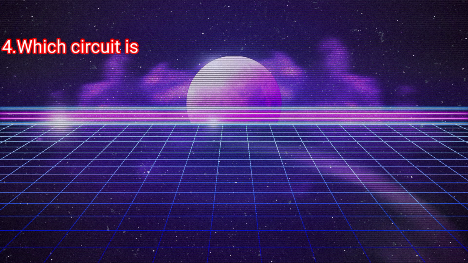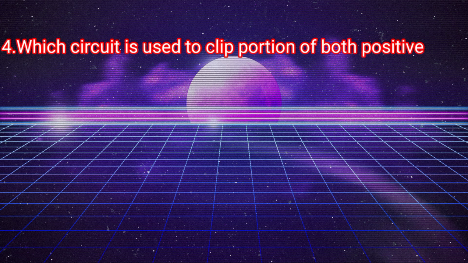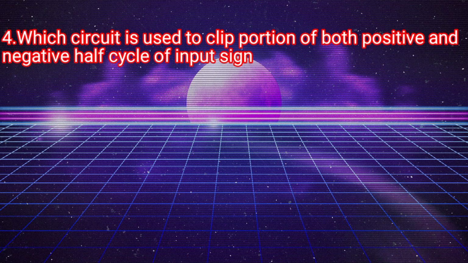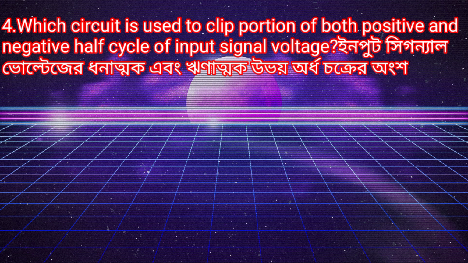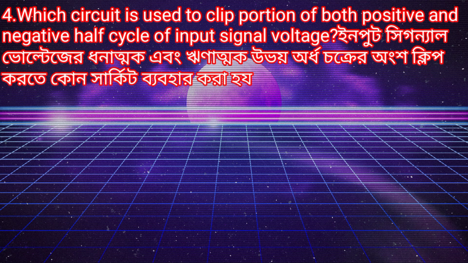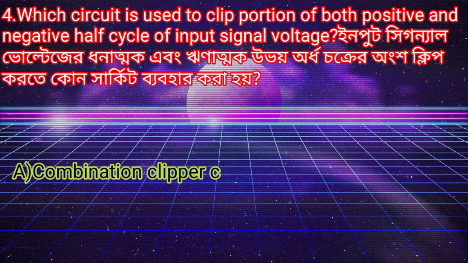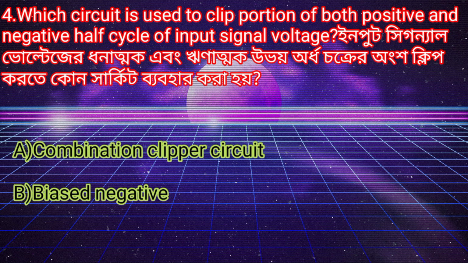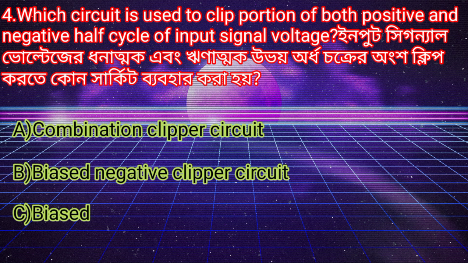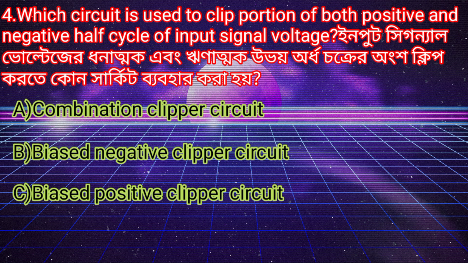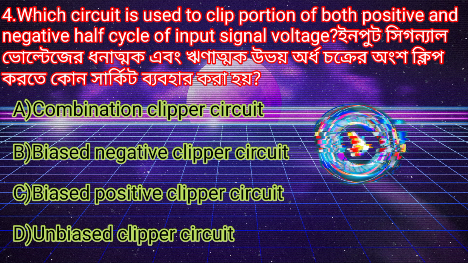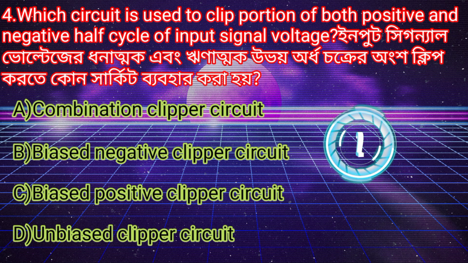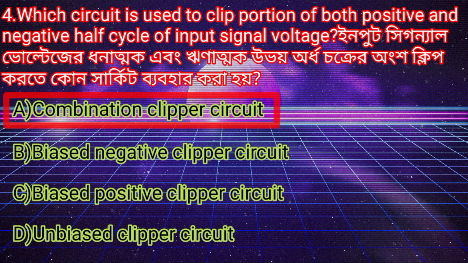Which circuit is used to clip portion of both positive and negative half cycle of input signal voltage? Option A, combination clipper circuit. Option B, biased negative clipper circuit. Option C, biased positive clipper circuit. Option D, unbiased clipper circuit. উত্তর হবে option A, combination clipper circuit.